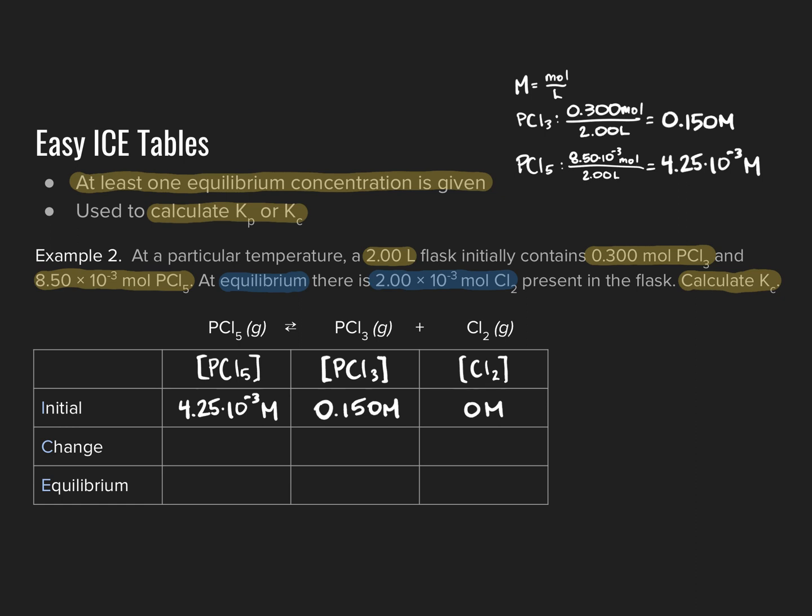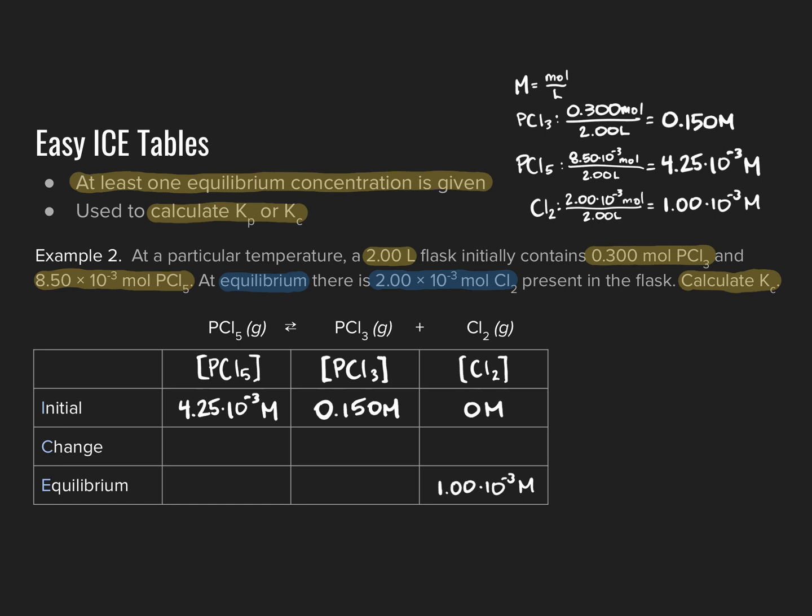Now, there's one additional piece of information which was provided to us here, and that was that there is an equilibrium concentration of chlorine gas, which was given by taking our 2.00 times 10 to the negative third moles of chlorine and dividing it by the 2.00 liters of our flask, yielding an equilibrium concentration of 1.00 times 10 to the negative third molar. And importantly, I'm going to take that equilibrium concentration and put it now in the third row of our ICE table, that is the equilibrium row, under the species chlorine Cl2. All right, so we've now accounted for all of the given information.